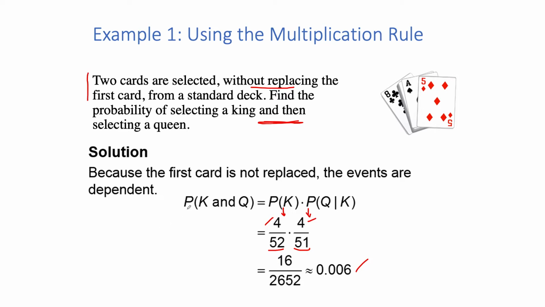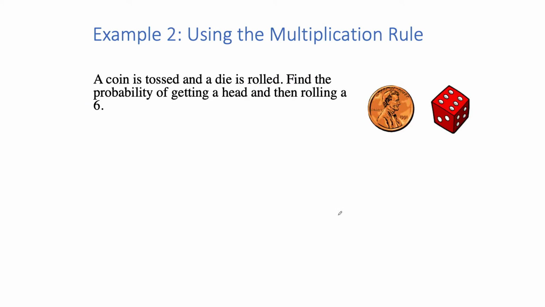If I ask the question, what is the probability of choosing a king and then a queen? It's basically saying, what is the probability of getting a king times the probability of choosing a queen, given that the first card that was chosen was a king. Given that this has already happened, what is the probability of choosing a queen? Okay, so let's look at a second example, and I'm hoping that this will fix ideas even further.